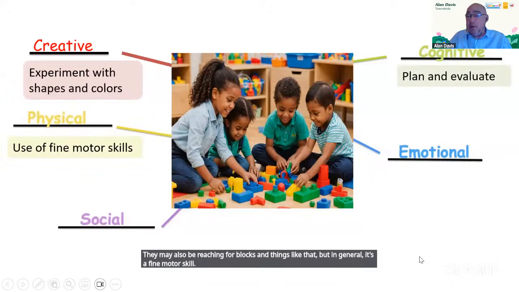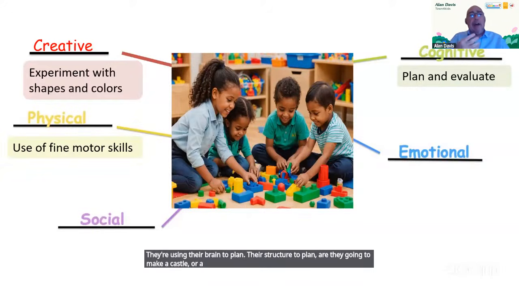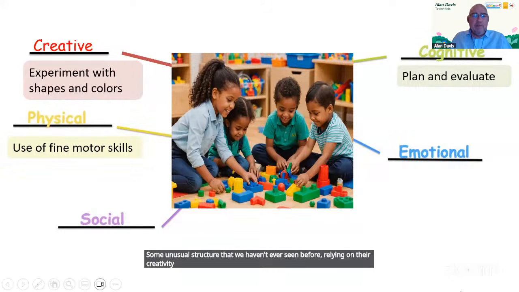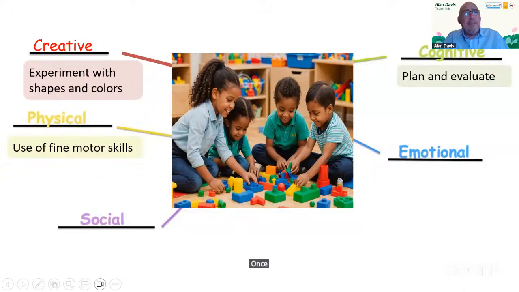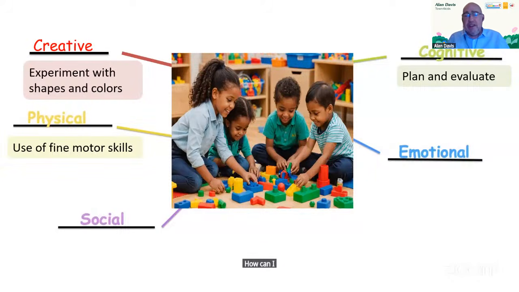They're using their brain to plan their structure, to plan, are they going to make a castle or a wall or a house or some unusual structure that we haven't ever seen before, relying on their creativity. Once they're working on it, they have to evaluate their progress. Is it working? Is it going to fall down? Is it going to stand up? How can I strengthen it to make it better?